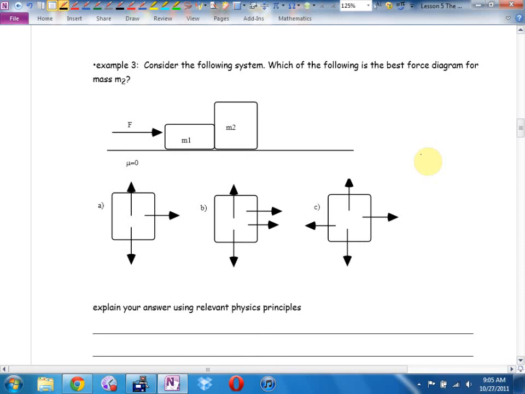All right. Who says A? Who says B? Who says C? Okay. Once again, attack or defend.